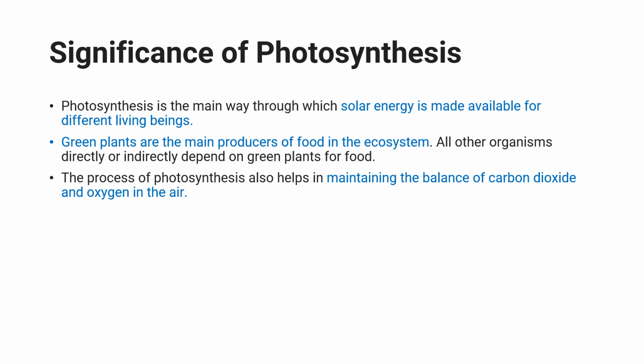What is the significance of photosynthesis? Photosynthesis is the main way through which solar energy is made available to different living beings. Green plants are the main producers of food in the ecosystem. All other organisms directly or indirectly depend on green plants for food. The process of photosynthesis also helps in maintaining the balance of carbon dioxide and oxygen in the air.